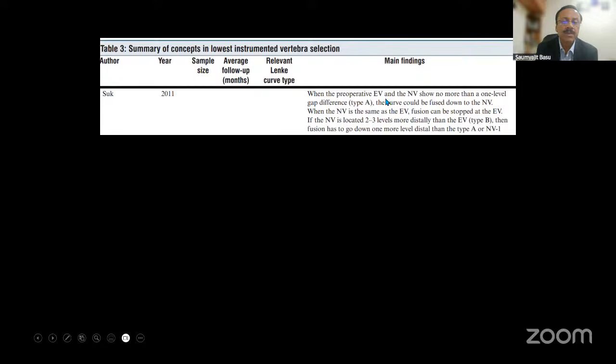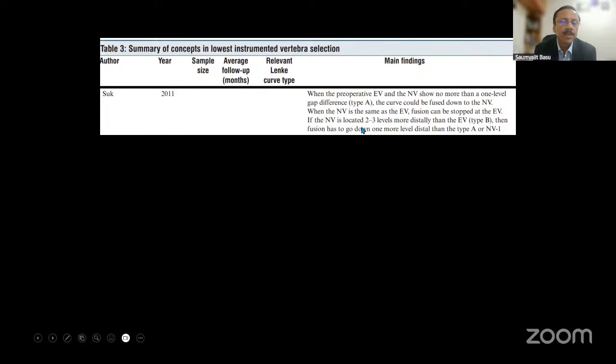And if there is a difference, say EV is T12 and NV is L1, the neutral vertebra is L1, then you have to go down to the neutral vertebra. You can't stop at the EV. Whereas if the NV and the EV are the same, it can be stopped at the end vertebra. But you need not go down to the neutral vertebra because they're the same.